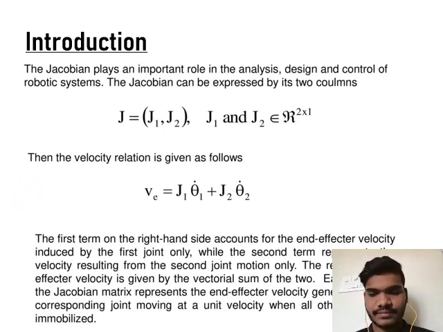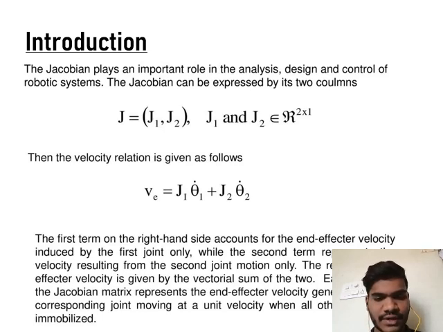The first term on the right-hand side accounts for the end effector velocity induced by the first joint only, while the second term represents the velocity resulting from the second joint motion only. The resultant end effector velocity is given by the vectorial sum of the two.